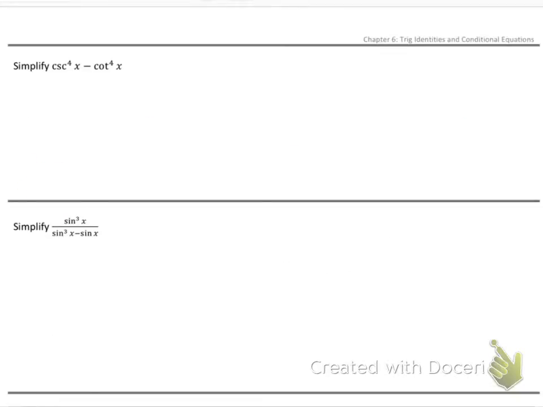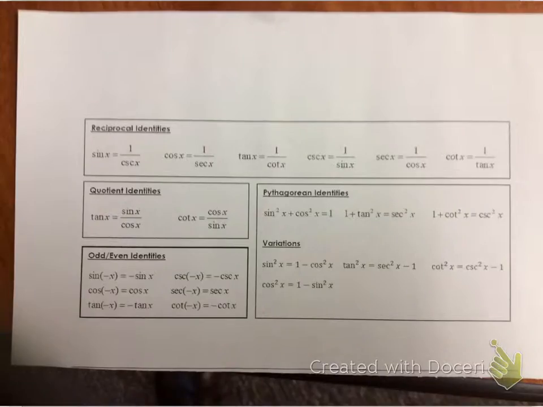I'm looking for, and I'm hoping you guys look for it, which identity has cosecant and cotangent already in it, so that I wouldn't have to change anything.